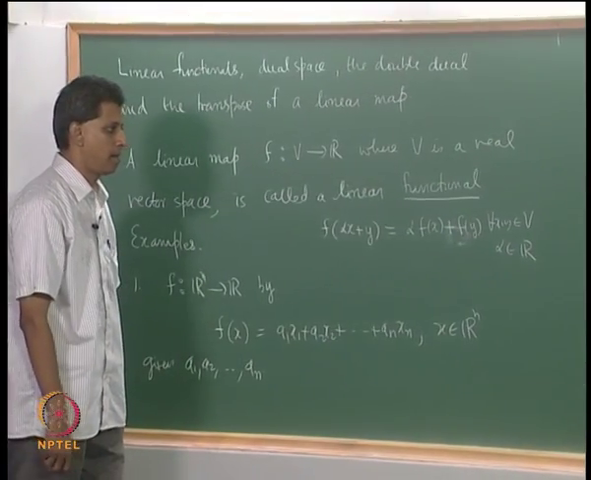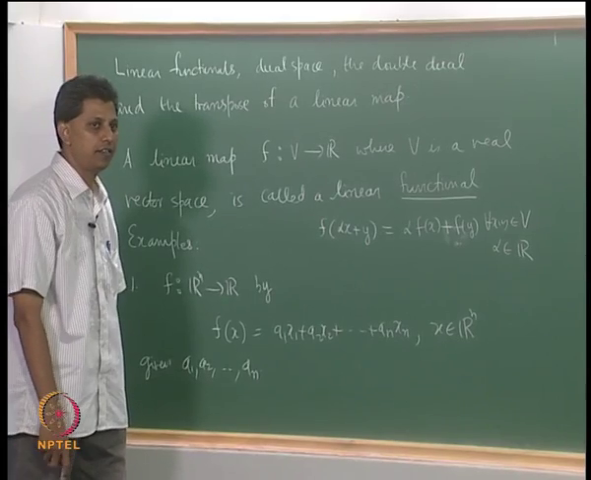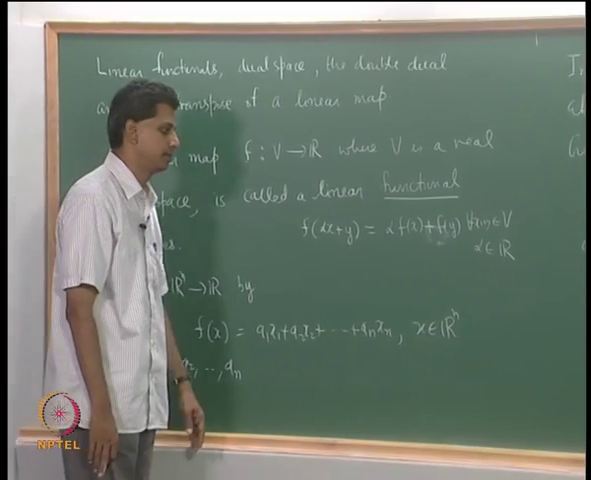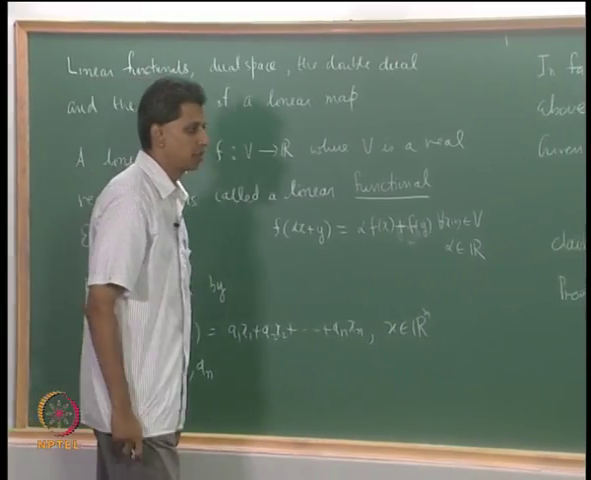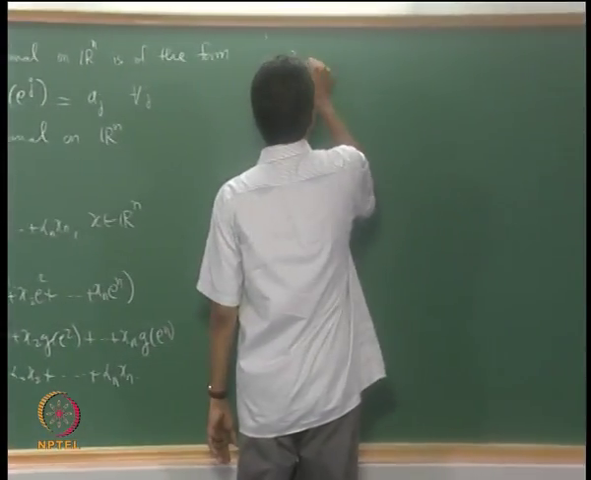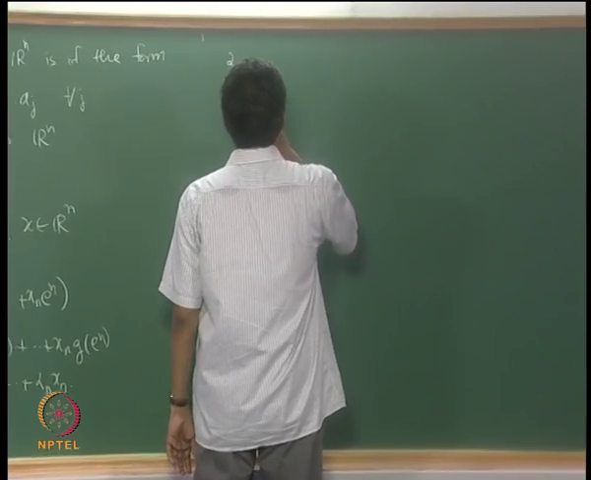Okay. So, linear functionals on F^n are completely determined. I know how they look. Okay. Let us look at other examples. This is my first example. Let me look at other examples.